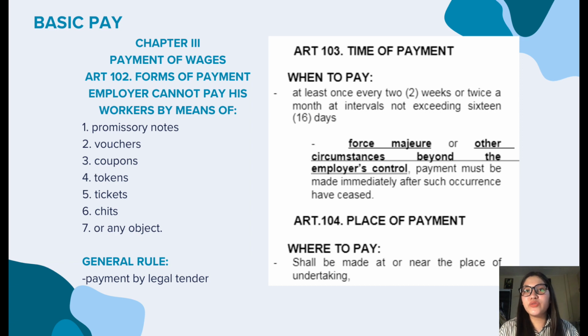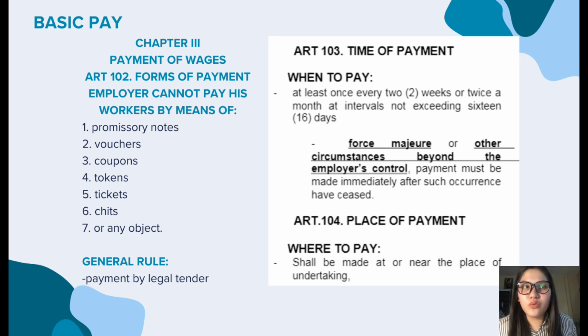So let's move on to chapter 3 of wages, which is the payment of wages. According to Article 102, there are forms of payment. Here, the employer cannot pay his workers by means of these 7 categories. First is promissory notes. Second is vouchers. Third is coupons. Fourth is tokens. Fifth is tickets. Sixth is checks. And seventh is any other objects.